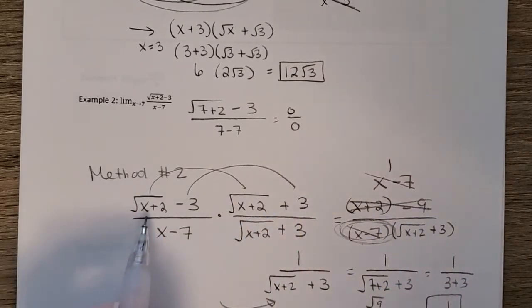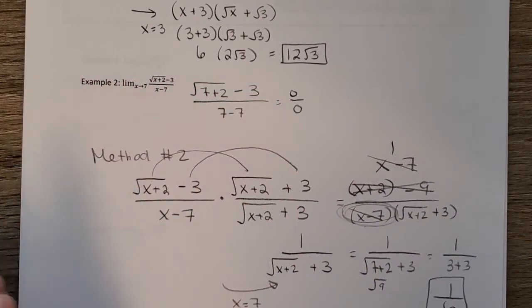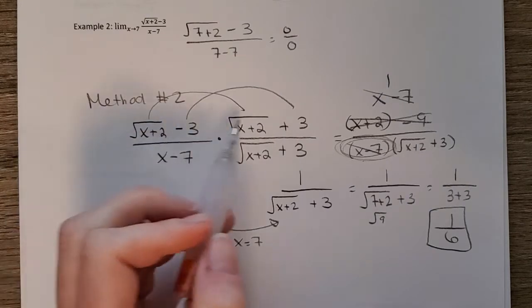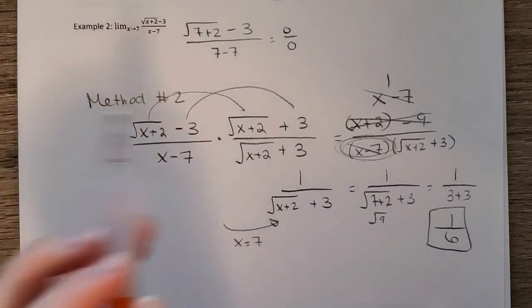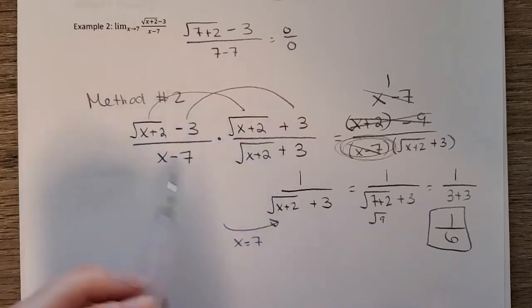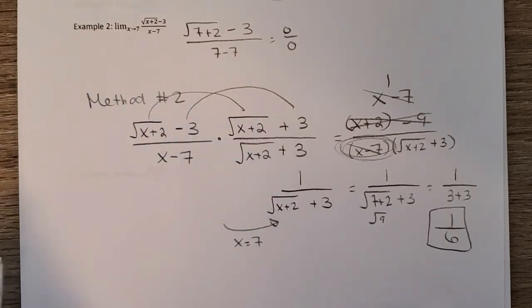So wherever your radical is, that's the one you have to rationalize. Sorry about going off the page. If it's on the top, you rationalize the numerator. If it's on the bottom, you rationalize the denominator. By doing so, it's going to help you make it so the denominator is no longer 0.